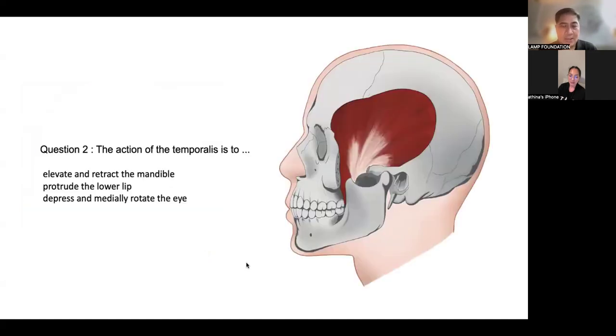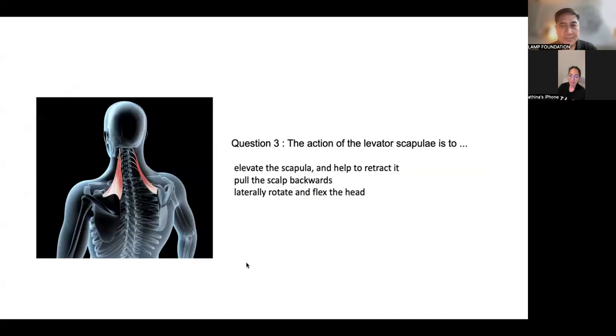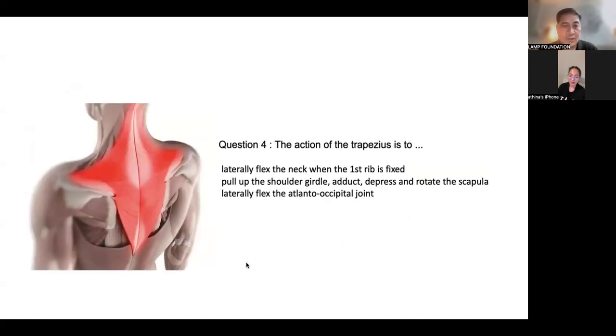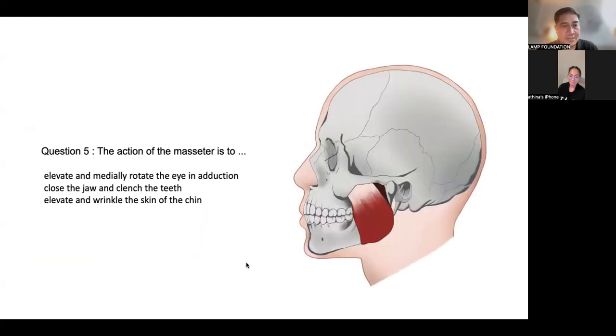Action of the temporalis. It's to elevate and retract the mandible. Action of the levator scapulae. It's to elevate the scapula and help to retract it. Action of the trapezius. It's to pull up the shoulder girdle, adduct, depress, and rotate the scapula. Action of the masseter. Close the jaw and clench the teeth.